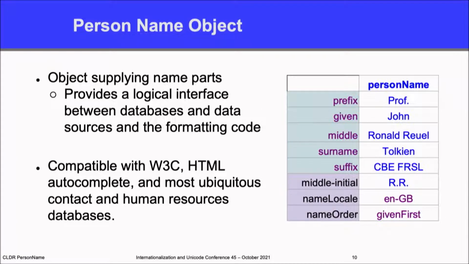So a person name object is part of what we've defined, that whatever your application is, it decides how to get from the data into an object, which has fields of prefix, given, middle, surname. We also have a surname 2. This is just an example. Suffix. And there are some selector attributes that might be part of your data that can get passed in. The primary name fields are compatible with the W3C HTML autocomplete fields, etc.